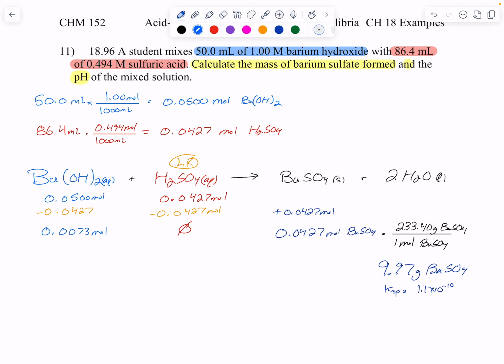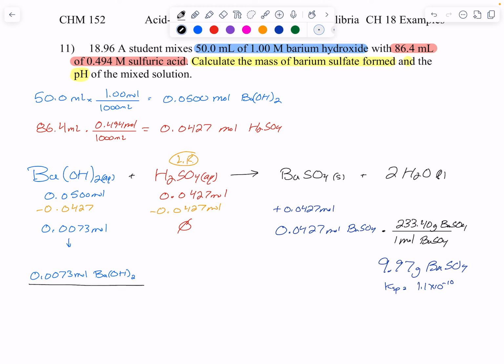Now, for hydroxide, we have a problem, right? So we have 0.0073 moles of BaOH2. And our new volume would be, well, let's do it this way. 50.0 milliliters plus our 86.4. All right, so that's our new volume.